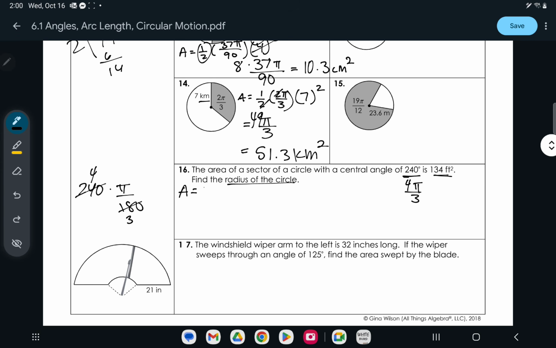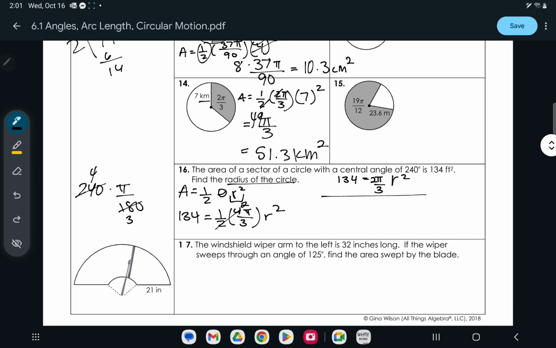So the area is 1/2 theta r squared. I want to find r squared, so that means I know everything else. So 134 is the area. 1/2 theta is 4 pi over 3 r squared. My 4 and my 2 will cancel out to leave me with just 2. I'm gonna erase this so I have room. So I'm left with 134 equals 2 pi over 3 times r squared.